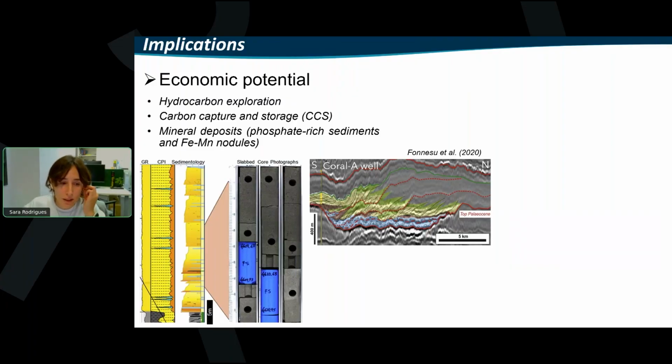Now, finally, most of you that work in industry know that there is an important economic potential for these systems. For example, not only for hydrocarbon exploration, but also for carbon capture and storage, and even for the discovery of mineral deposits, such as phosphate-rich sediments or iron manganese nodules.